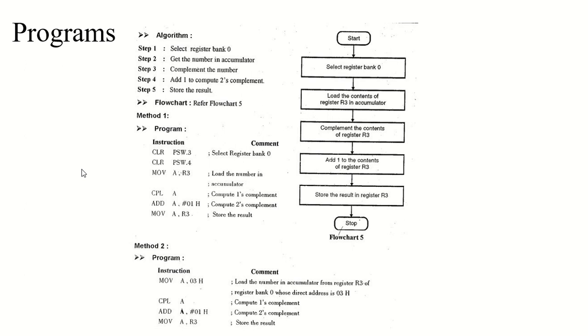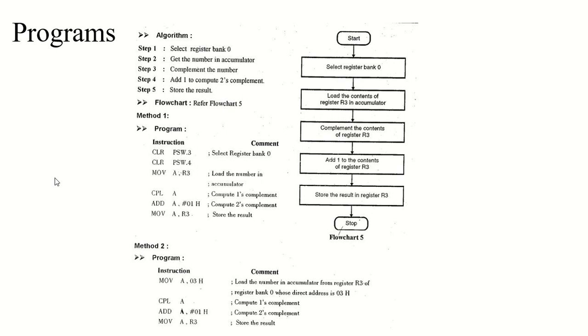So see, this time again we are using CLR PSW.3 and CLR PSW.4 to select the register bank 0, something that we did in the previous program as well. Again we are using MOV A, R3 to load the number from register R3 to the accumulator, as we are going to use the CPL command on the accumulator only. So we are using CPL A to compute the ones complement of a number. Now this ones complement will be stored in the accumulator only.